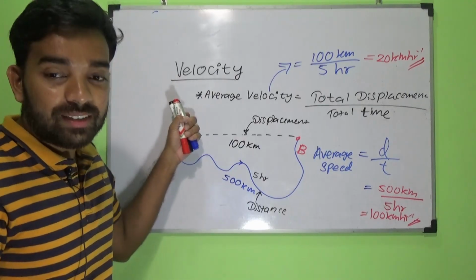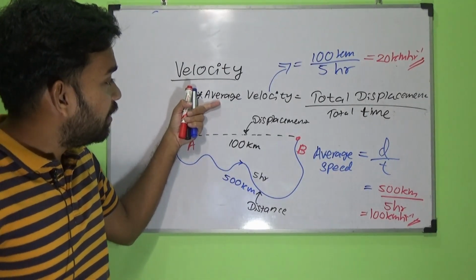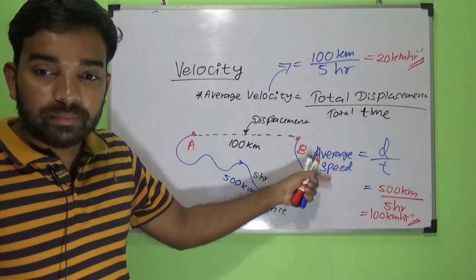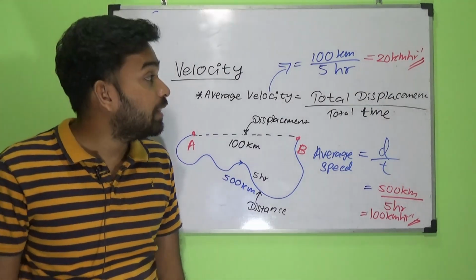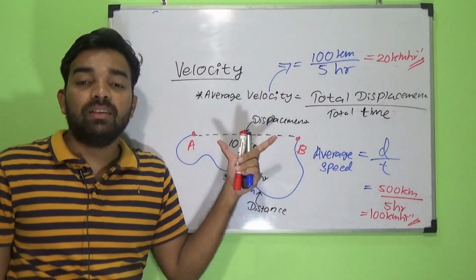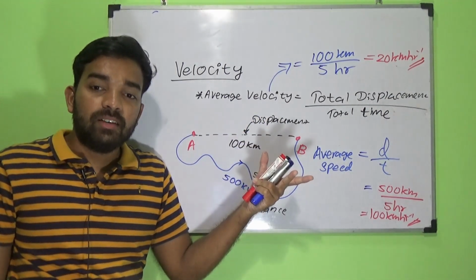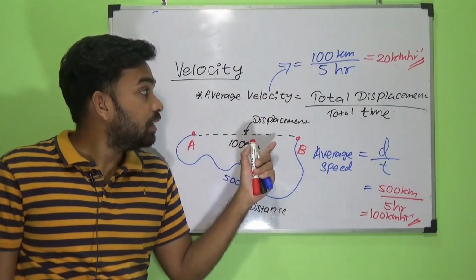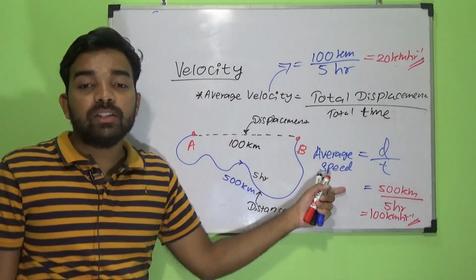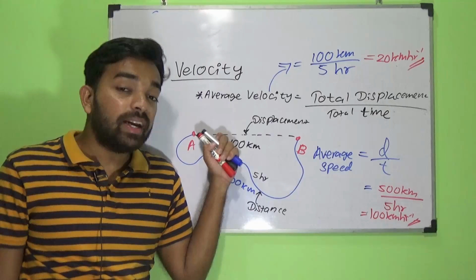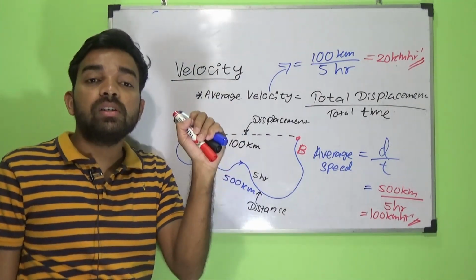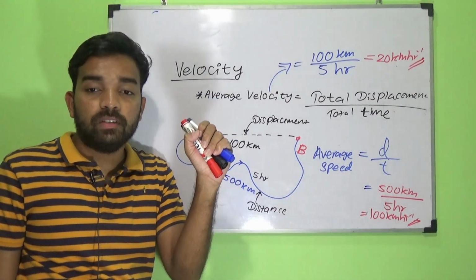So this is average velocity, and average speed is this one. I hope you all are clear with that. We discussed displacement, we discussed distance, we discussed average velocity, and we discussed average speed. And we discussed vectors and we discussed scalar quantities. We discussed them all.